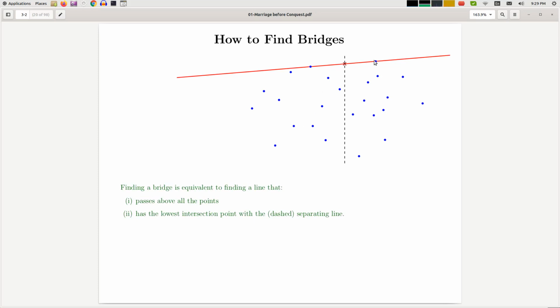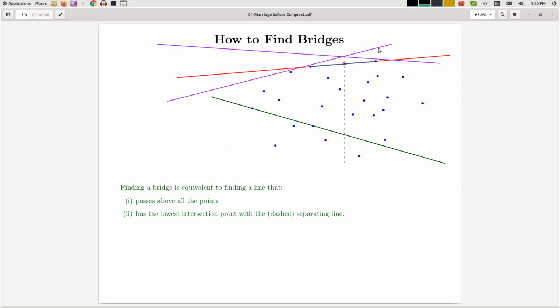First of all, we observe that finding a common tangent is equivalent to finding a line, because instead of finding the common tangent or this line segment, we can just find the line that goes through it. So finding a bridge is equivalent to finding a line, but this line should have two important properties. One of them is that it should pass above all the points, but this is obvious because the tangent to the left and the right half passes above all the points. But it also needs to have another property, because I can come up with lots of purple lines like these that pass above all the points, but obviously none of them is the common tangent.